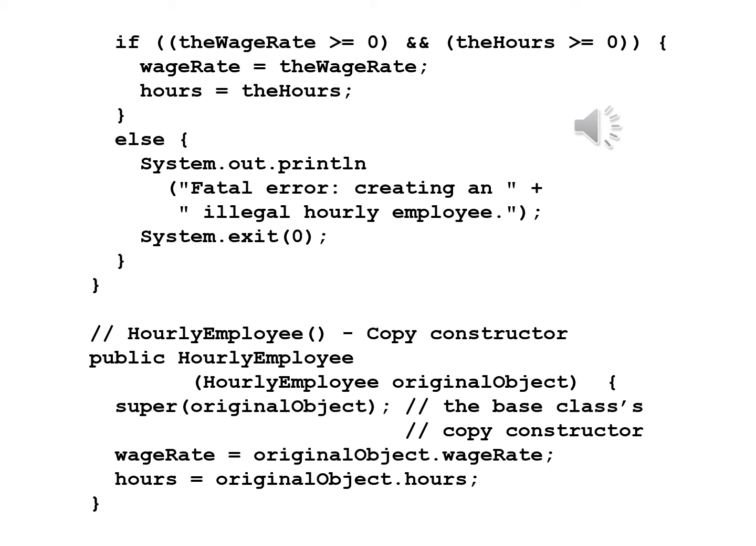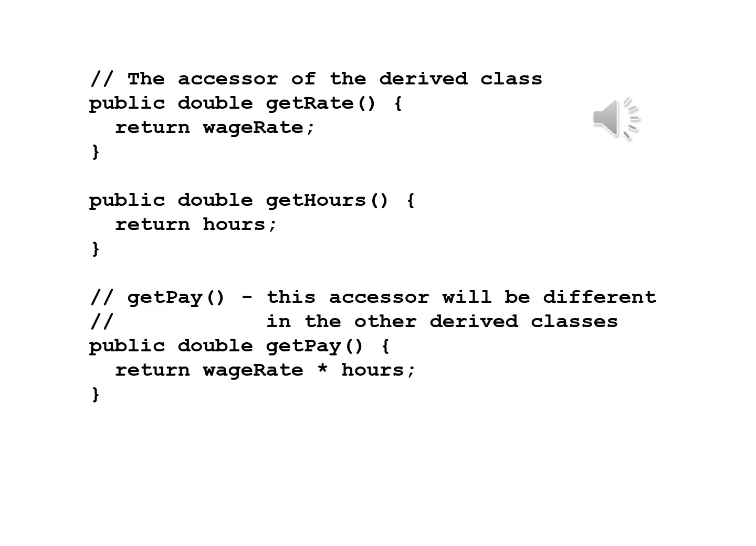The copy constructor is fairly straightforward. Public HourlyEmployee, HourlyEmployee originalObject. We will first call the copy constructor belonging to the base class, super(originalObject). Then afterwards, wageRate equals originalObject.wageRate, hours equals originalObject.hours.